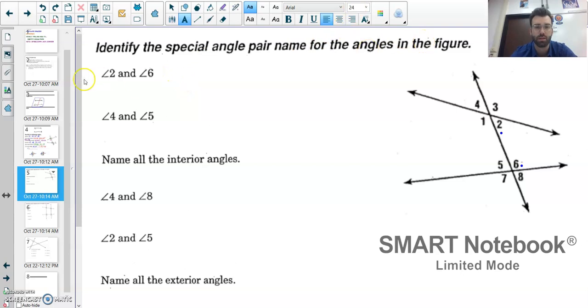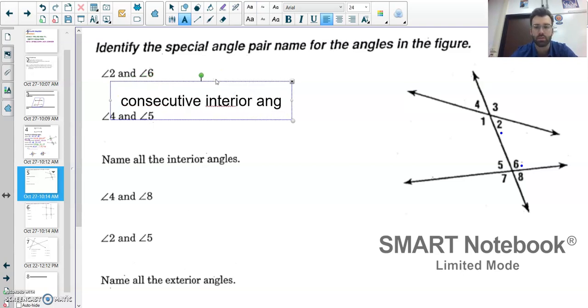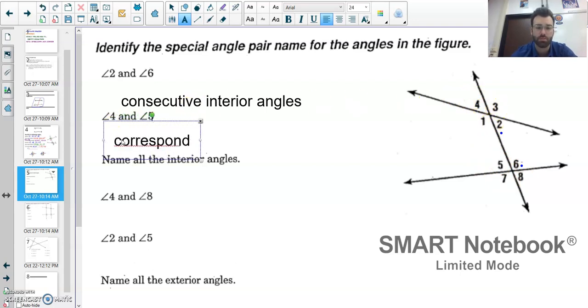And I'm going to type it out now. Consecutive interior angles. Okay, 4 and 5. Here's 4, here's 5. They're not both on the interior or both on the exterior. In fact, one's an exterior angle, one's an interior angle. Which tells me, if this lies in the upper left-hand position and this lies in the upper left-hand position, they have to be corresponding angles.